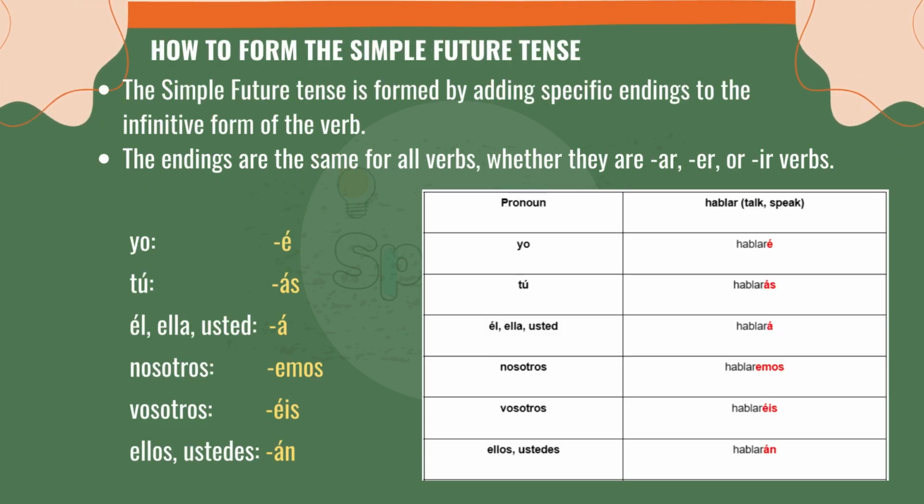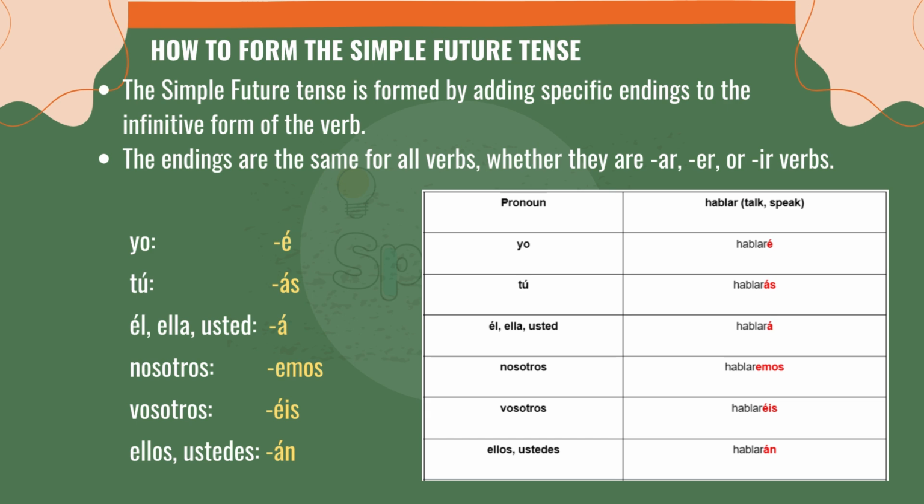To form the simple future tense, we use the infinitive form of the verb and add specific endings. The endings are the same for all verbs, no matter if they are ar, er, or ir verbs. Here are the endings you need to add. Yo, é. Tú, ás. Él, ella, usted, á. Nosotros, emos. Vosotros, éis.